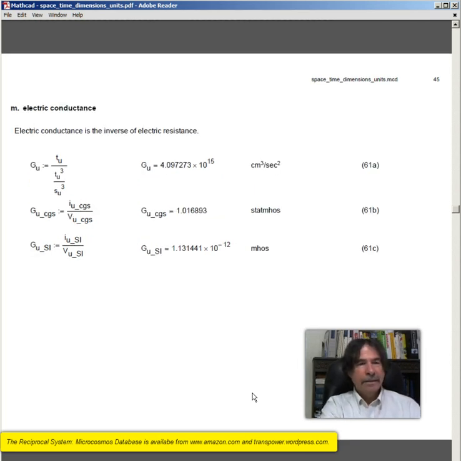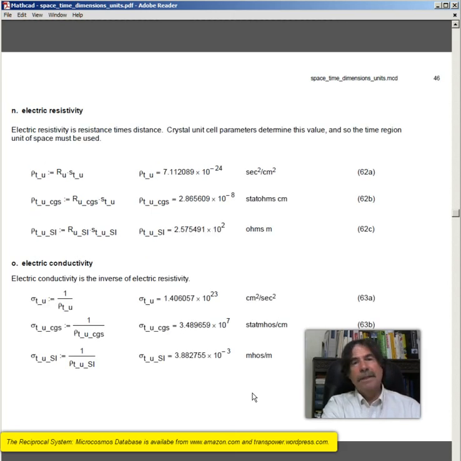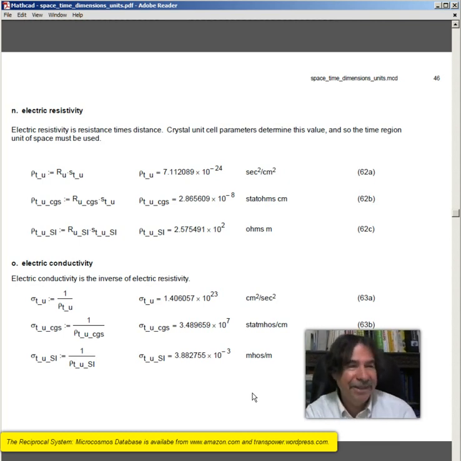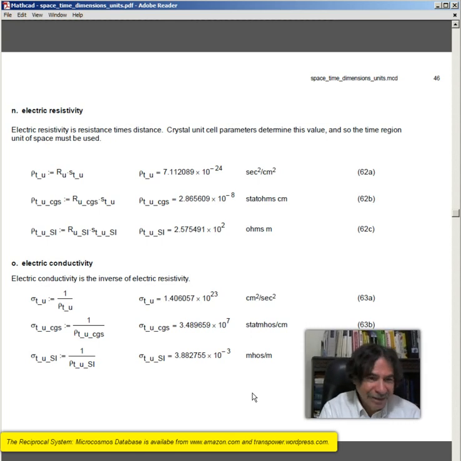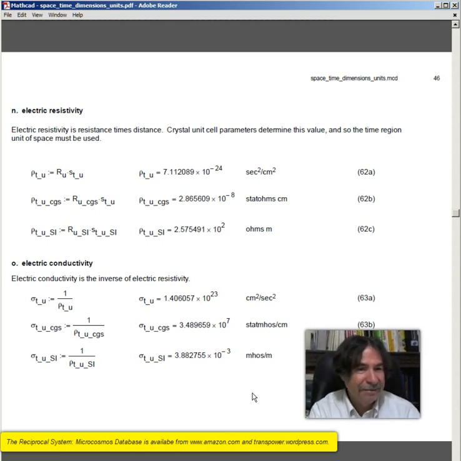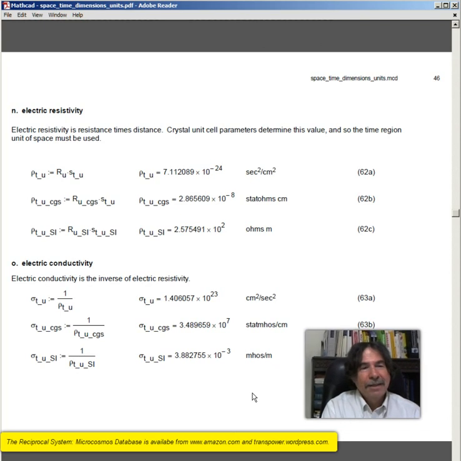Electric conductance is the inverse of electric resistance. Electric resistivity is resistance times distance. Crystal unit cell parameters determine this value, and so the time region unit of space must be used. So in this case, we have to use the time region values, interestingly enough. Electric conductivity is the inverse of electric resistivity, of course. We use moles per meter.